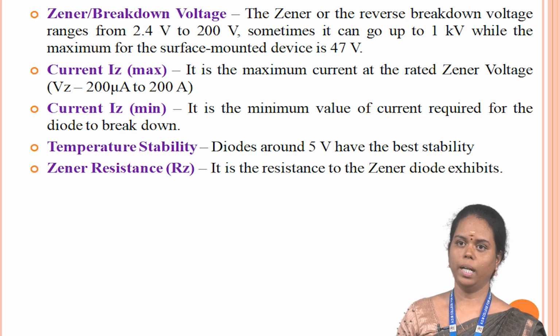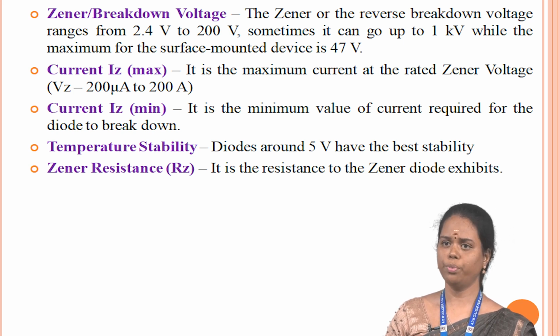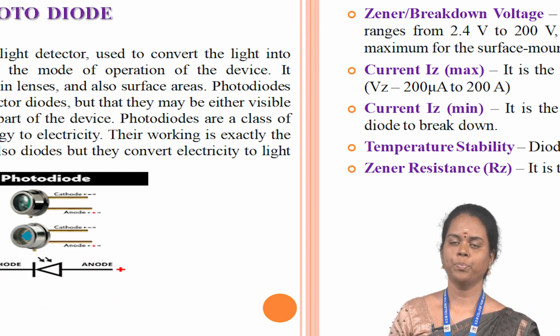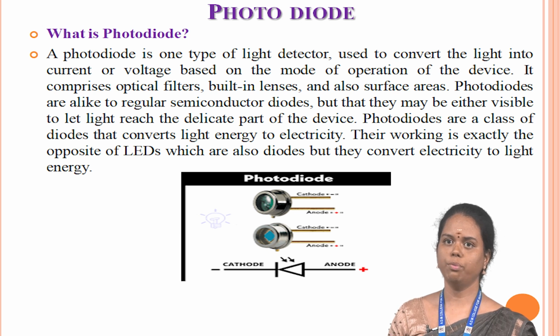Temperature stability: diodes around 5 volts have the best stability. Zener resistance: it is the resistance the Zener diode exhibits. Then photodiode. What is the photodiode?